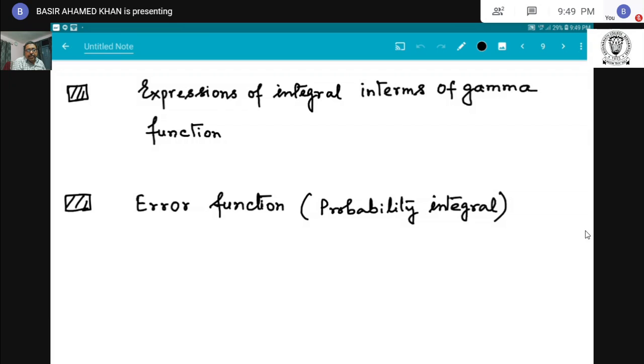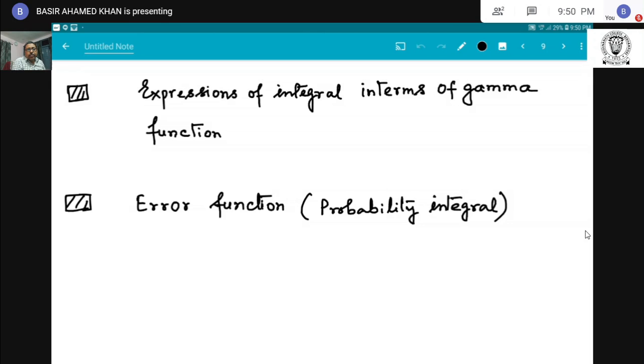This is the second lecture of Module 5 on beta and gamma function. Now, I will discuss two topics in beta and gamma function chapter. One is expressions of integrals in terms of gamma function, and second is error function or probability integral.